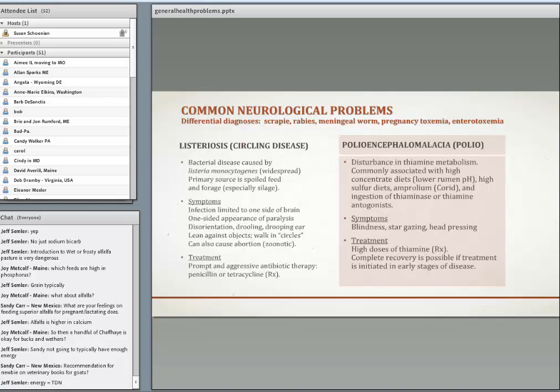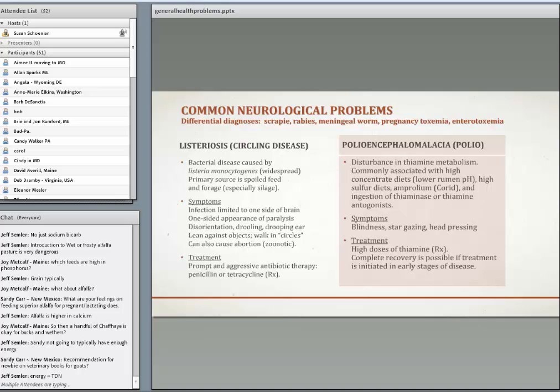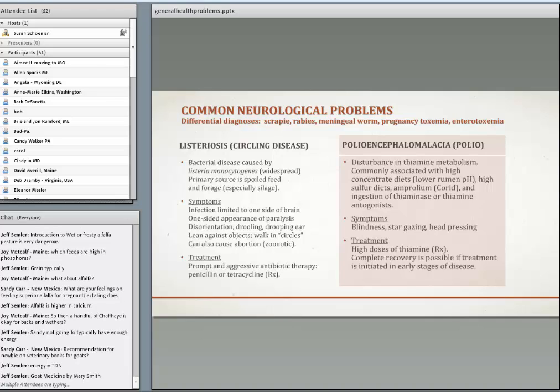You'd have to feed a lot of chord or amprolium, but that is a risk factor. Anything that affects the ability to utilize thiamine, because thiamine, like all B vitamins, is manufactured in the rumen. So it's not so much a thiamine deficiency as something that's messing with the thiamine system in the animal. Symptoms are somewhat obvious, although again similar to any of the diseases that cause neurological symptoms. They go blind. The stargazing means sometimes they tilt their head and just kind of look up. The head pressing, they're blind.